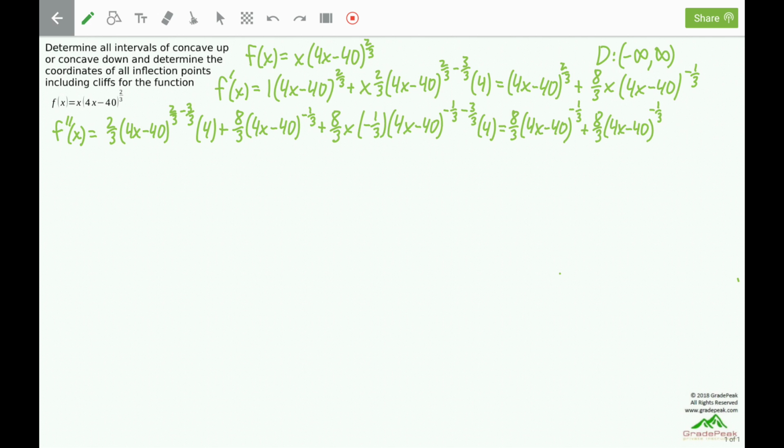And for the third term, we can bring all the constants together. There is an 8/3, a negative 1/3, and a 4. Multiplying all the numerators, 8 times negative 1 is negative 8, times the 4 will be negative 32, and the denominator is 3 times 3 is 9. So negative 32 over 9. There is an x, and there is a 4x minus 40 to the minus 1 minus 3, which is minus 4/3 power.